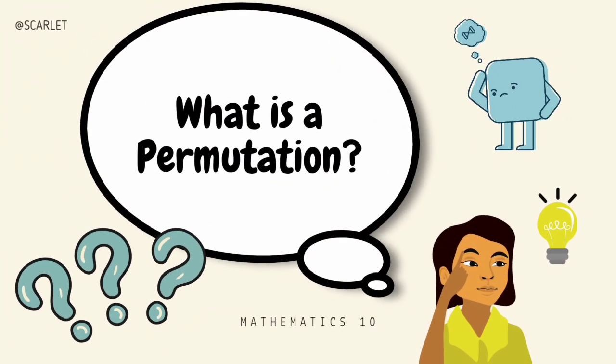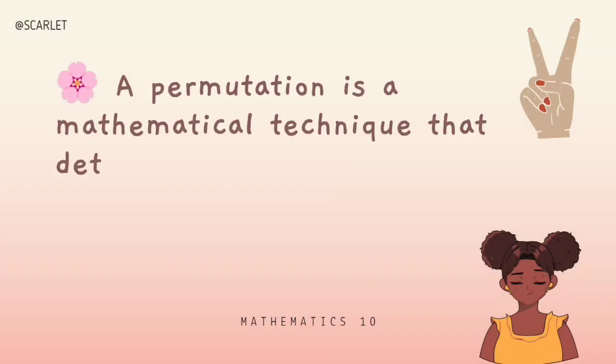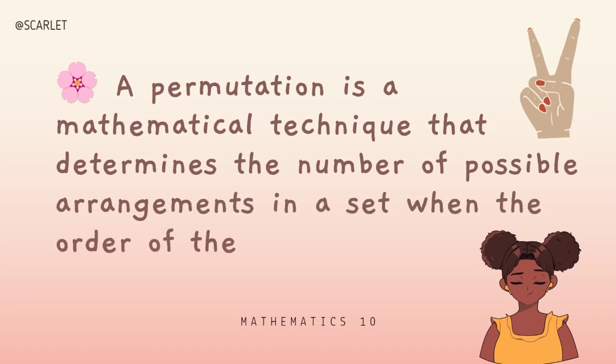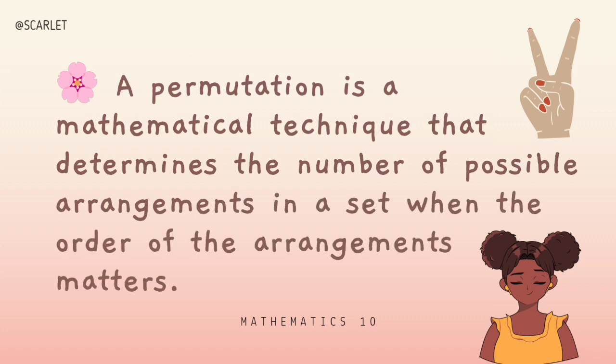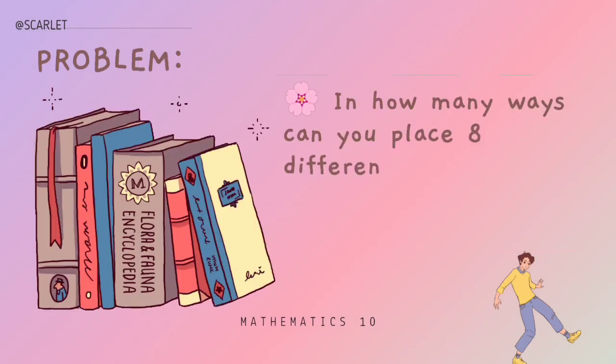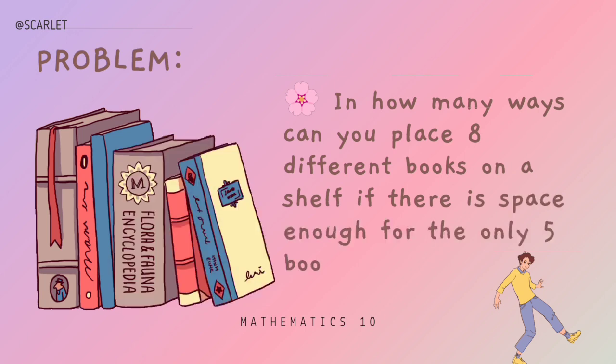What is a permutation? A permutation is a mathematical technique that determines the number of possible arrangements in a set when the order of the arrangement matters. So here's my problem. In how many ways can you place 8 different books on a shelf if there is space enough for only 5 books?